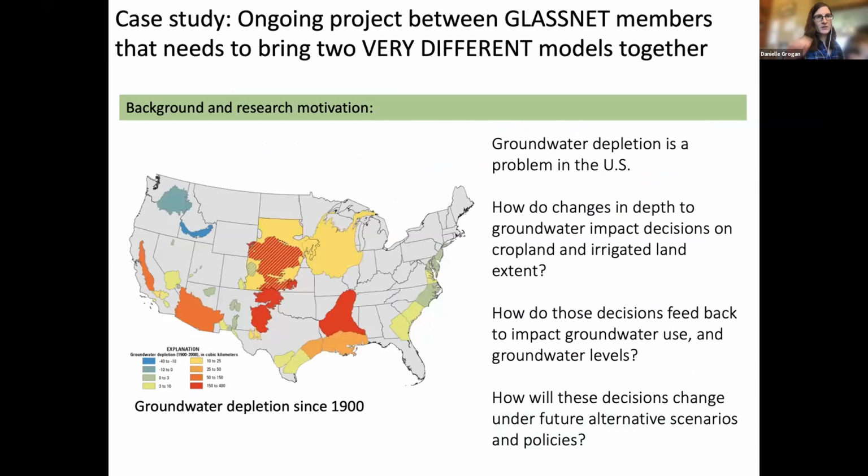I'm going to give one specific motivation for an ongoing project that's being run by a group of GLASSNET affiliated researchers. There are so many examples you could bring up for research that requires multidisciplinary modeling. Our research motivation has to do with groundwater depletion. And really, we have a set of research questions that we realize just can't be answered by any of the single disciplinary models that we have.